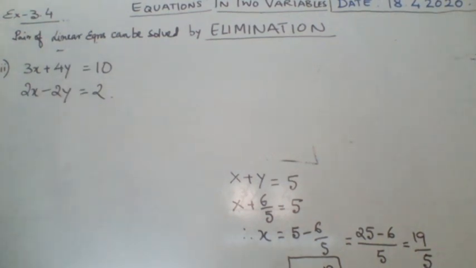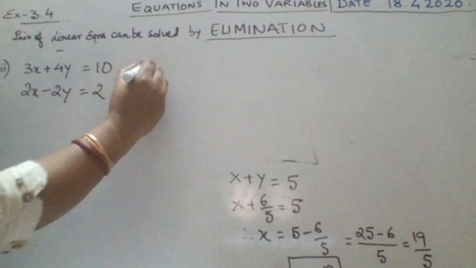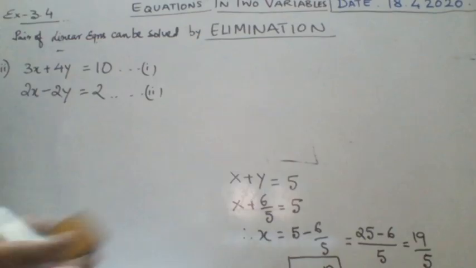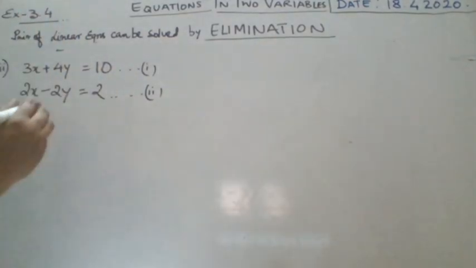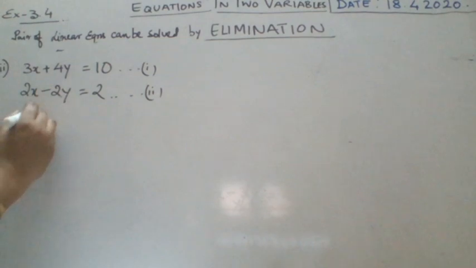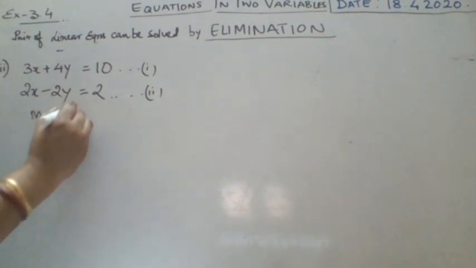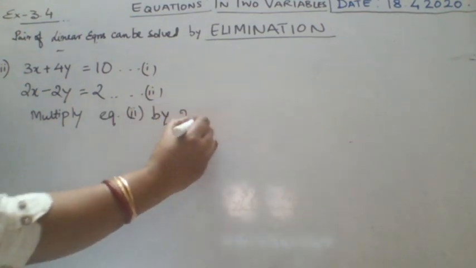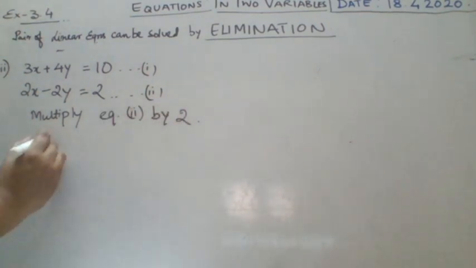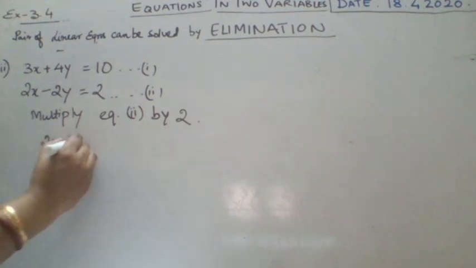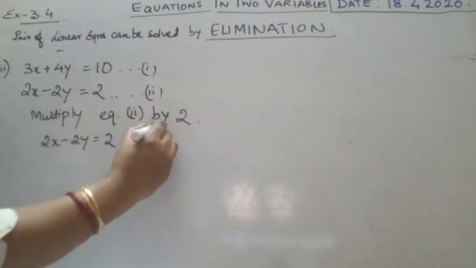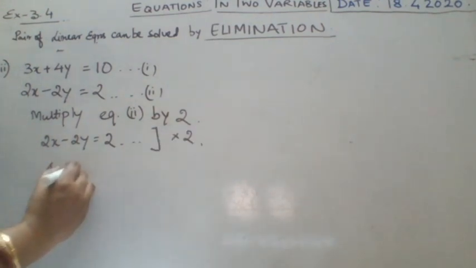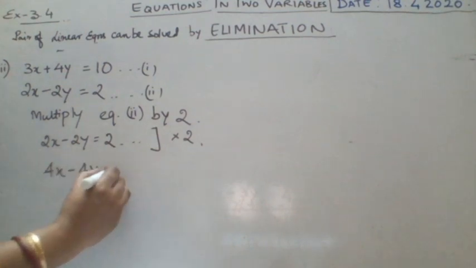With that we proceed. Now this is your equation number 1 and this is equation number 2. So multiply equation number 2 by 2. We get 2x minus 2y equal to 2. This you multiply by 2. So this is your 4x minus 4y equal to 4.